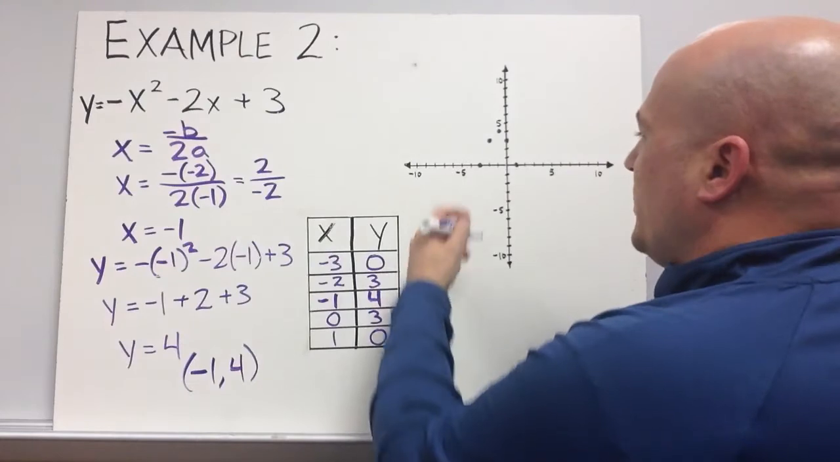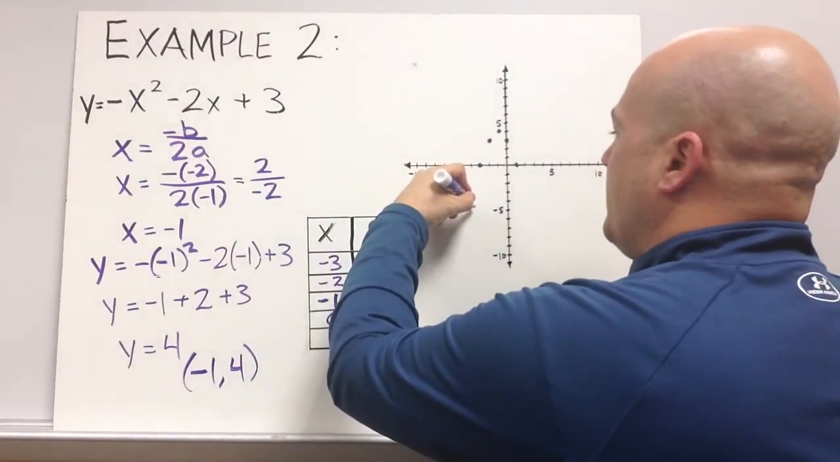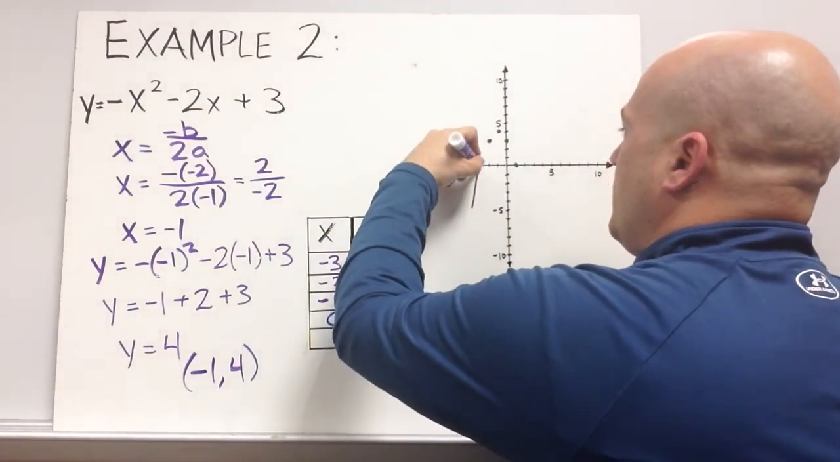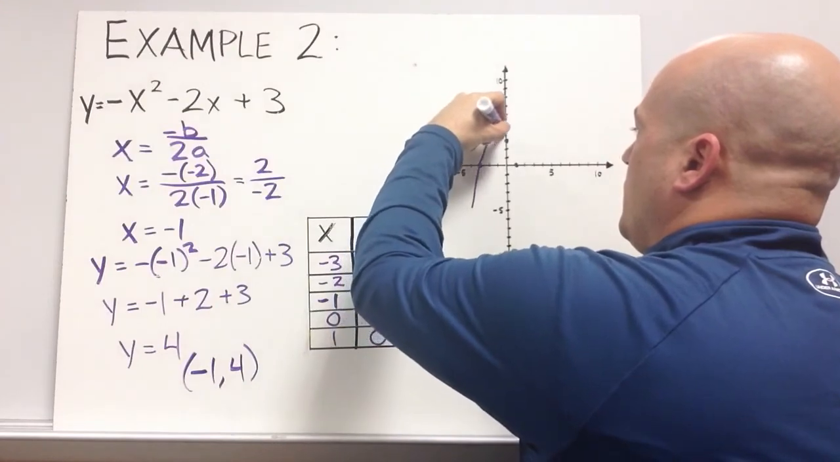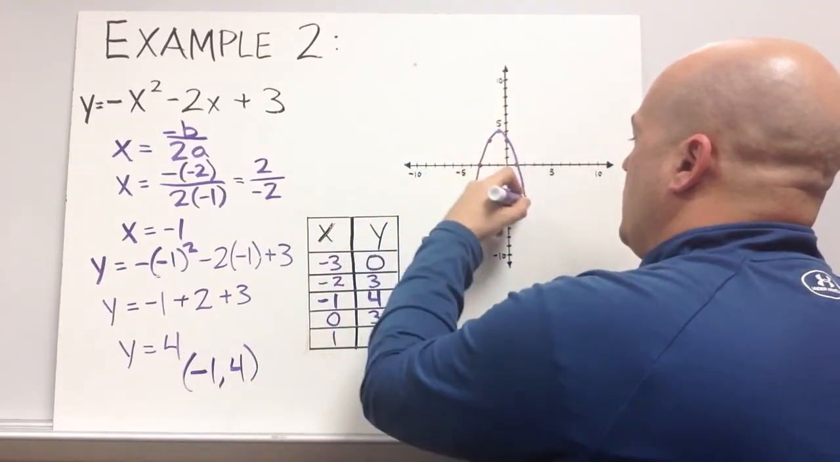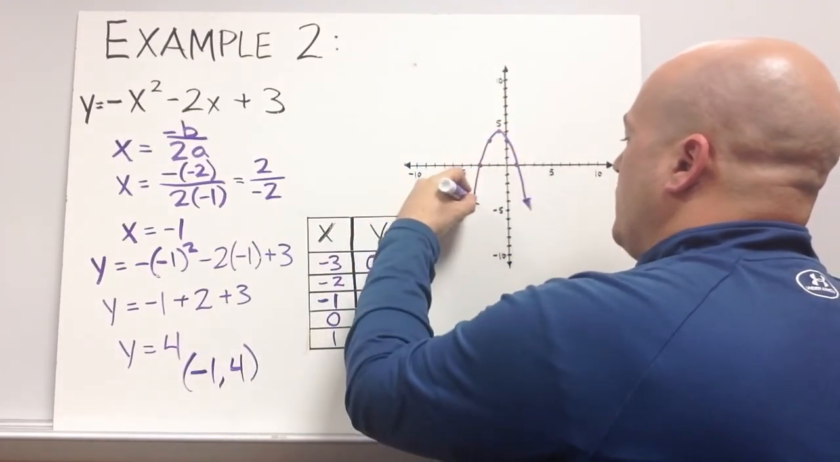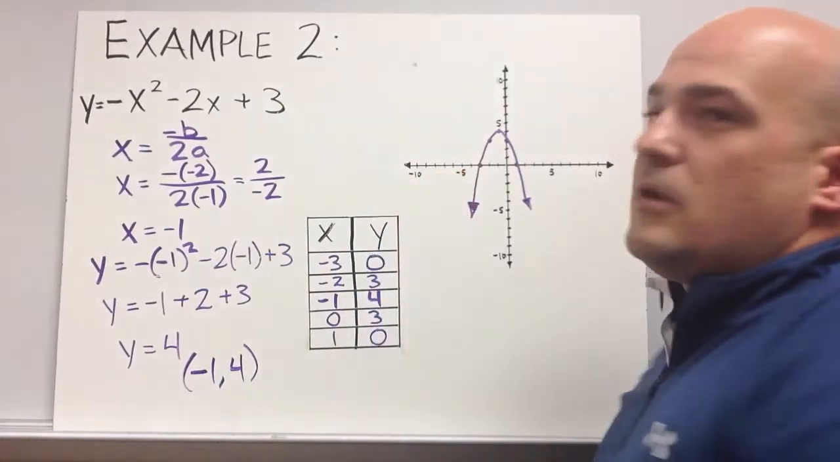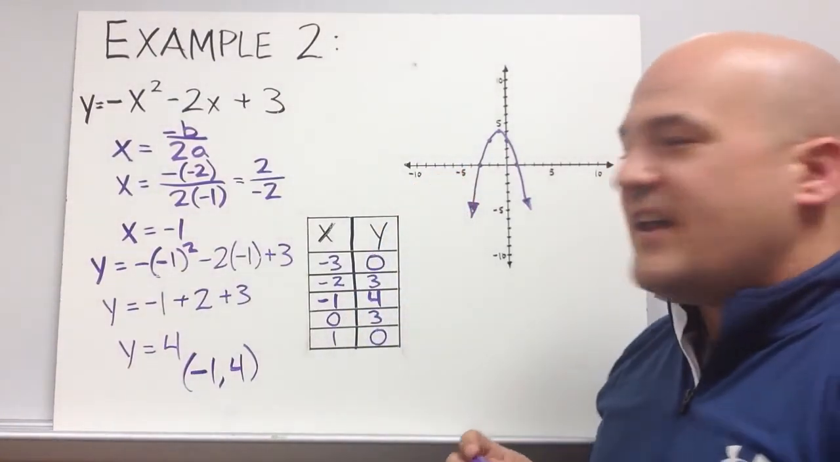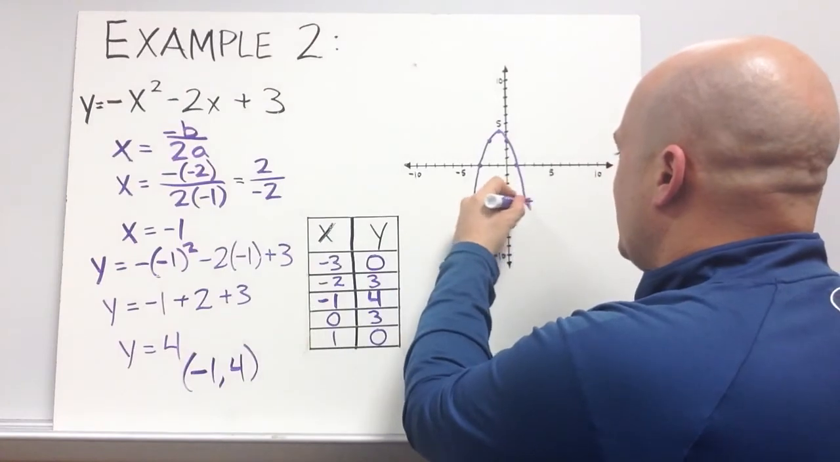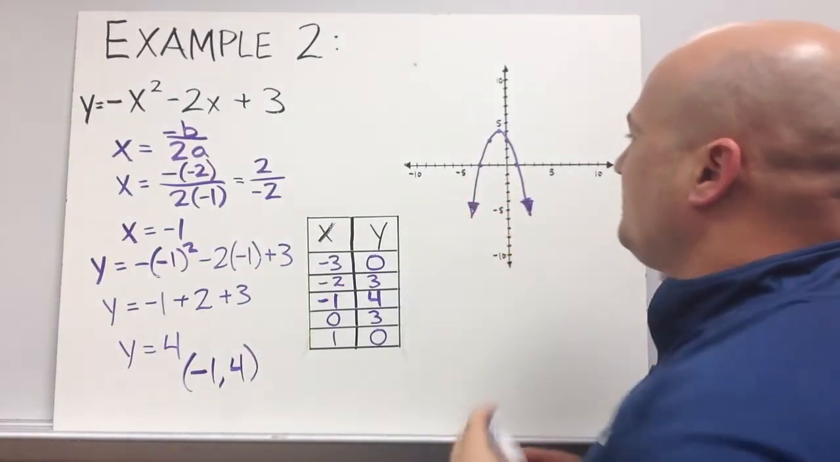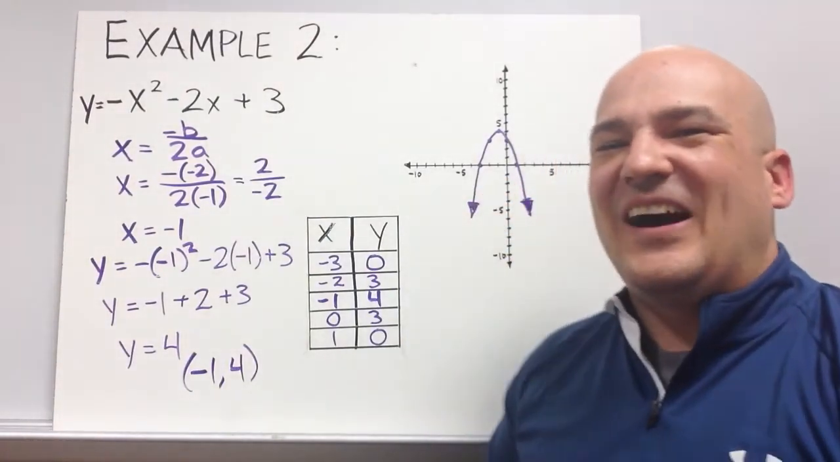All right, so my curve will look like this. Okay, or something close to that. Mine's a little lopsided here. It's all right. A little better. All right.